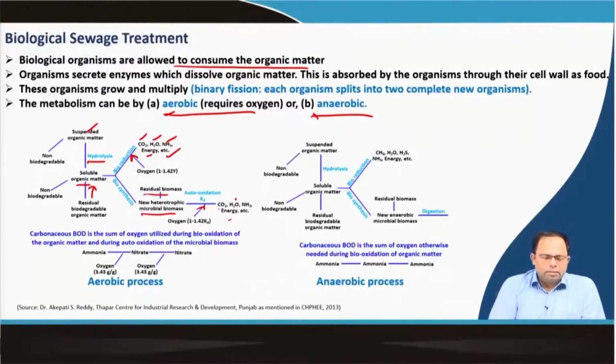Now, this is the aerobic process, and ammonia gets converted into nitrates, and this carbonaceous BOD is the sum of the oxygen utilized during biooxidation of the organic matter and during auto-oxidation of the microbial biomass. And similar to the aerobic process is the anaerobic process; the difference is everything else more or less remains the same.